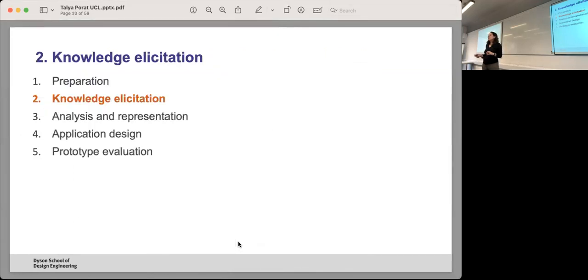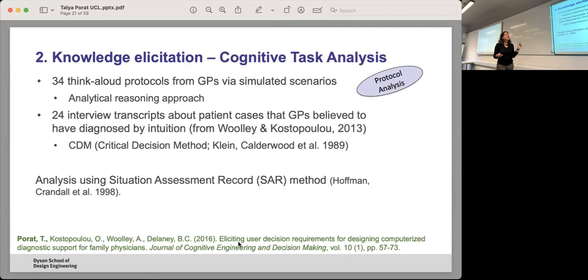Then we wanted to know how they make decisions. So how can we do that, right? Because we observe, but we can't really know what's going on in their head. So we used 34 think aloud protocols of GPs diagnosing patients, those transcripts, and also interview transcripts about patient cases the GPs believe they had diagnosed by intuition. So we had these transcripts of think aloud protocols and interviews, and we analyzed them using the situation assessment record. What does it mean?